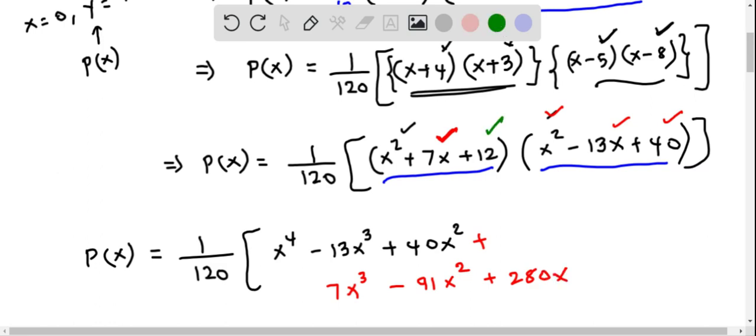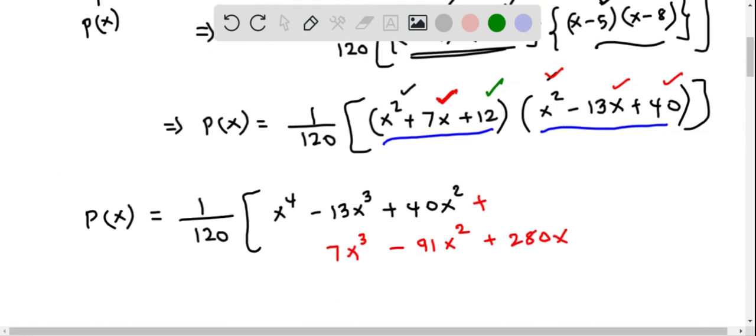Now we take 12 and multiply it with all three terms in the second bracket. 12 times x squared is 12x squared, so I put this below the x squared column. Then 12 times negative 13x: we multiply 12 with 13, which equals 156, so it is negative 156x. And finally, 12 multiplied by 40 is 480. So this is what we have.